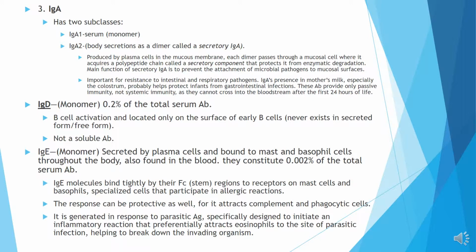The IgE molecules bind tightly by their Fc stem regions to receptors on mast cells and basophils. These are the specialized cells that participate in allergic reactions. And also the IgE response can be protective as well, for it attracts complement and phagocytic cells. It is generated in response to parasitic antigens, specifically designed to initiate an inflammatory reaction that preferentially attracts eosinophils to the site of parasitic infection, helping to break down the invading organism.